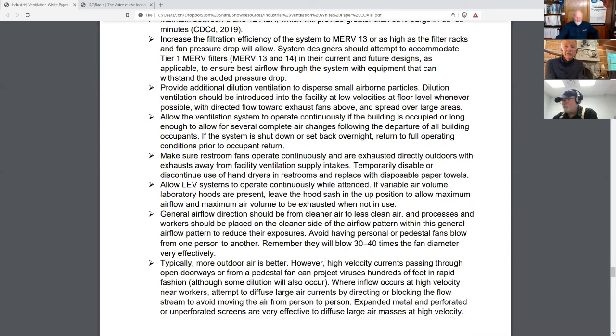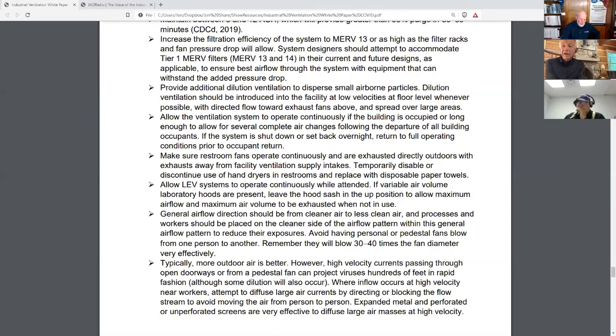Make sure that your restroom fans operate continuously. And, as I would say, temporarily disable the use of hand dryers. I think next year we're going to have some sort of reason to want to put these air hand dryers back on. Really? Which is good for the environment. But in the meantime, we certainly don't want them, because they are high velocity jets that are blowing material and could be blowing COVID around.